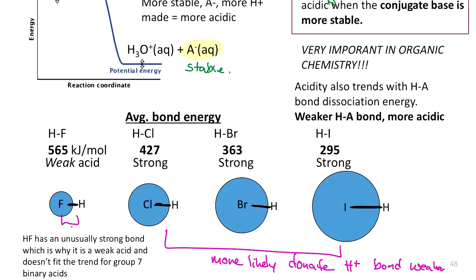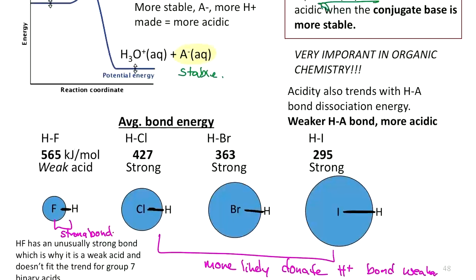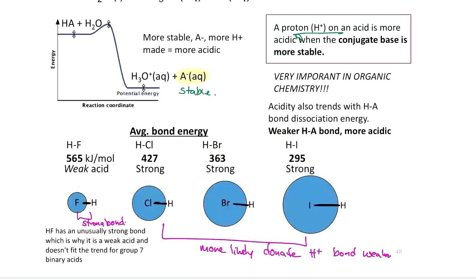Versus HF has a very strong bond, so it's not likely to pop off that H+. So that describes why, back in Chem 1210, when people ask why HF is weak and HCl is strong, we just say, ignore that, just memorize it. This is why HF is a weak acid.